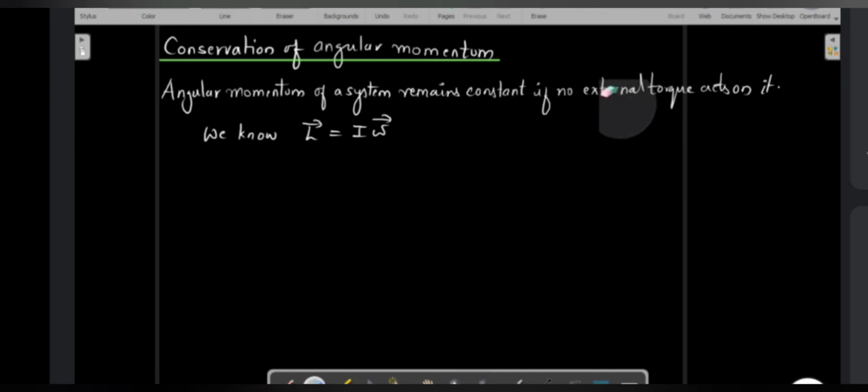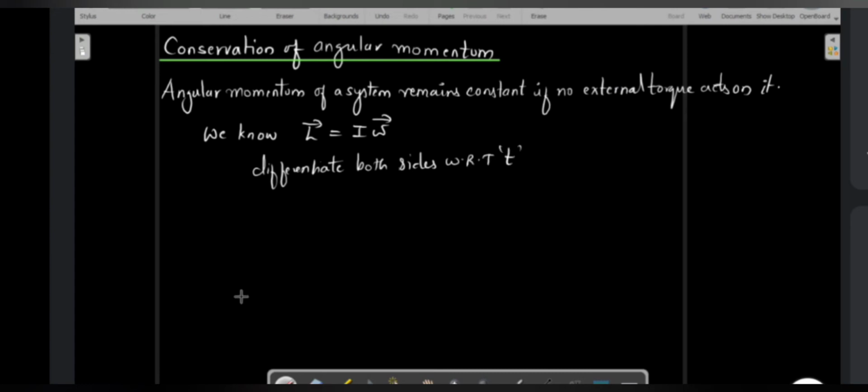That is the difference. So we know that this is the relation we have. So if I differentiate this particular relation, both sides with respect to t, I'll get dL by dt is equal to, I is constant, d omega by dt, or rather let's put it together, d by dt in the first step, I into omega.